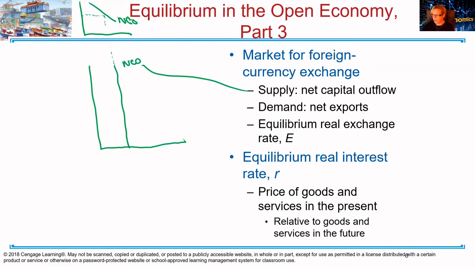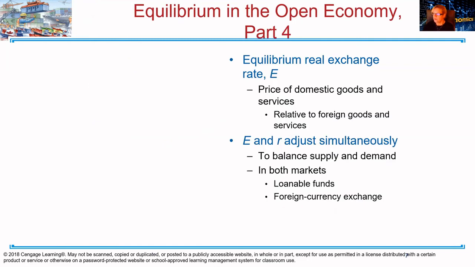Our demand in this graph, in our third panel, is going to be net exports. We're tying those two together. Where the two crisscross, that intersection is going to be the equilibrium exchange rate. So the price of goods and services in the present relative to the price in the future. Okay, so the equilibrium real exchange rate is the price of domestic goods and services relative to foreign goods and services. This is panel C that we just looked at.